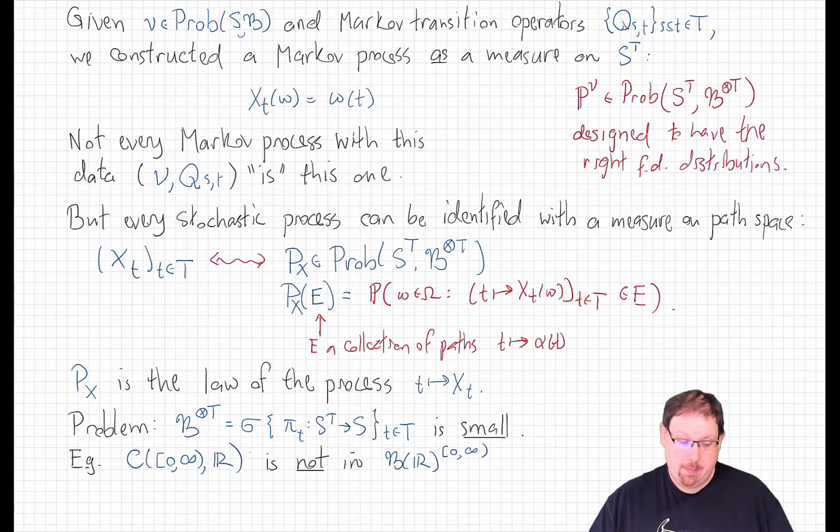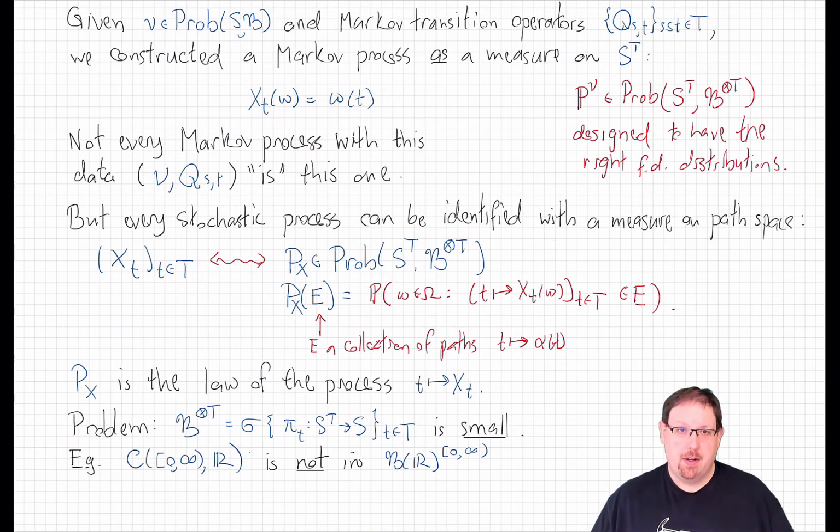Or can we? Here's the problem. This is a very small sigma field relative to things we might want to ask. See, this P_X is the law of this process, but the law is determined by what sets we're allowed to measure. And here we're allowing these to be the measurable sets that are in here. But that may be too small to capture questions we'd like to answer about the process.